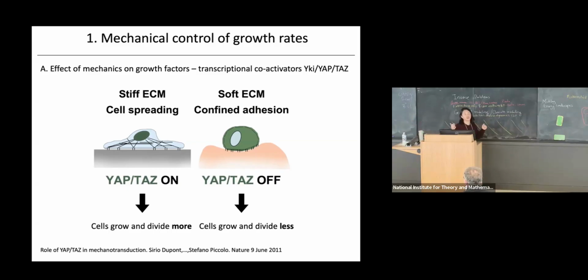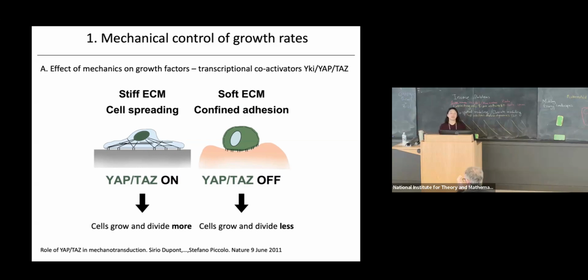As a result, they will change their cell shape. And as a result, they will cause different signaling molecules that I talked about earlier to shuffle in between the nucleus or out. And as a result, this can cause the cells to divide faster or slower.